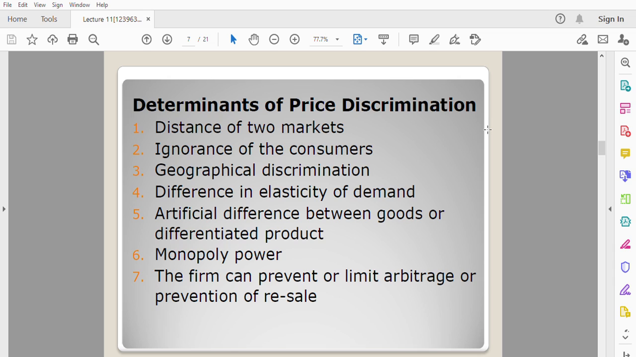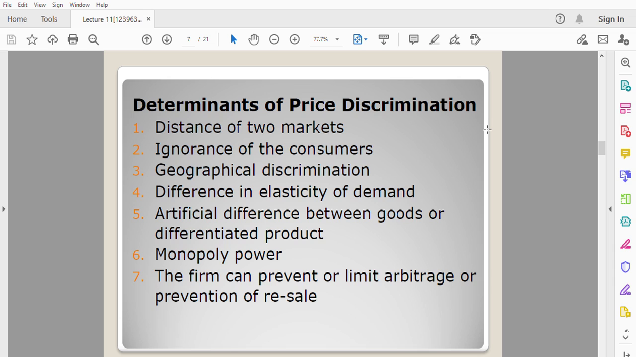The next is difference in elasticity of demand, as I mentioned earlier. If a particular consumer has an inelastic demand for a commodity and the firm realizes it, he will increase the price knowing that even if I increase the price, he will still buy almost the same quantity. That will be different from someone having an elastic demand for the commodity. You dare not increase the price because the person might not buy the commodity again. So differences in elasticity of demand is also a factor.